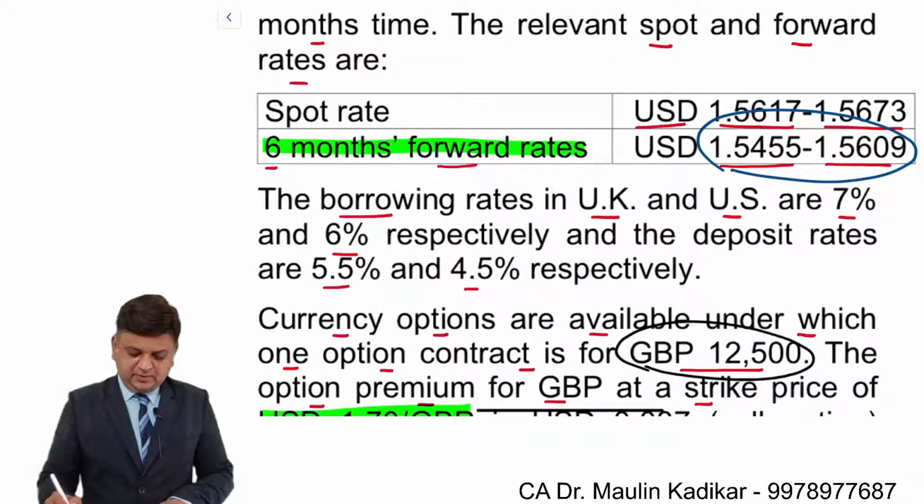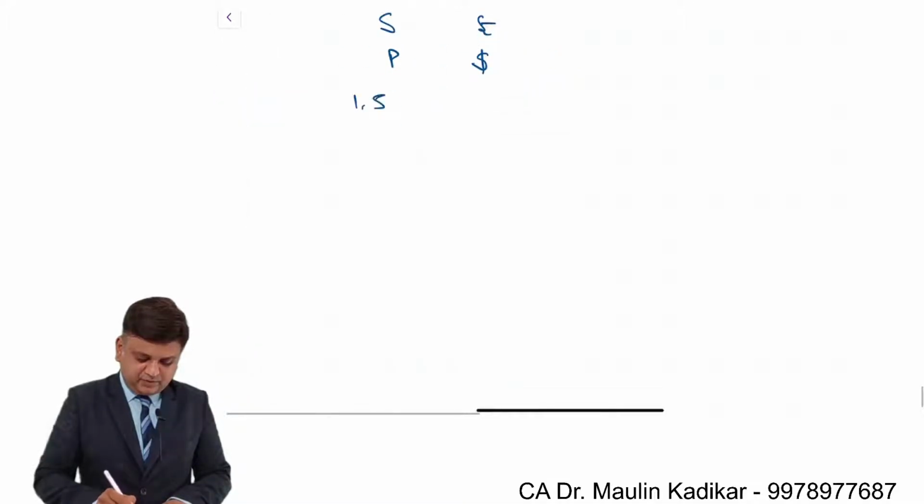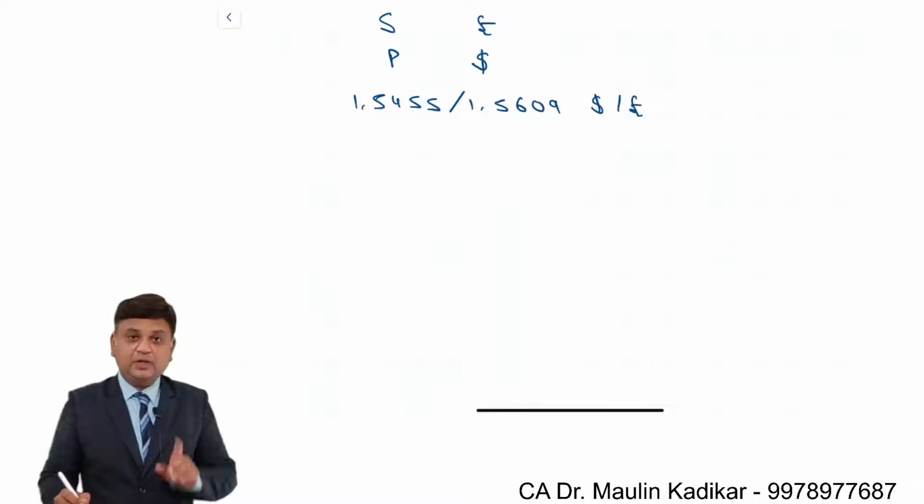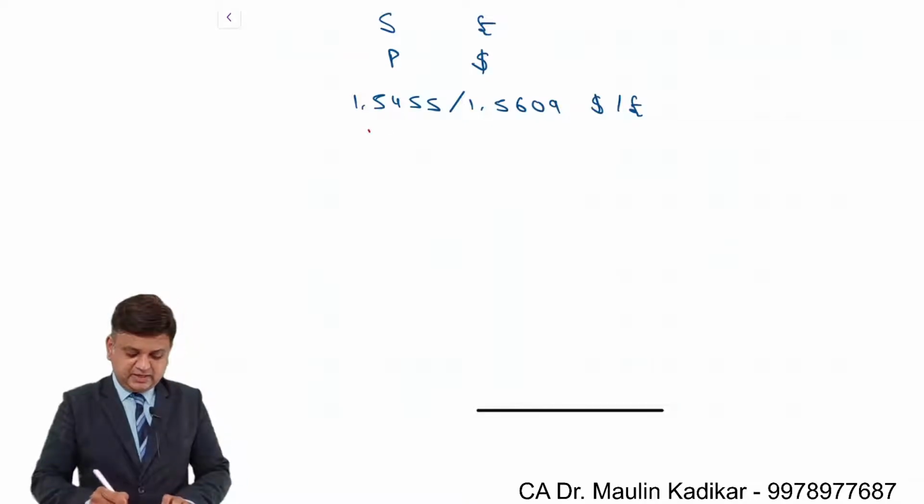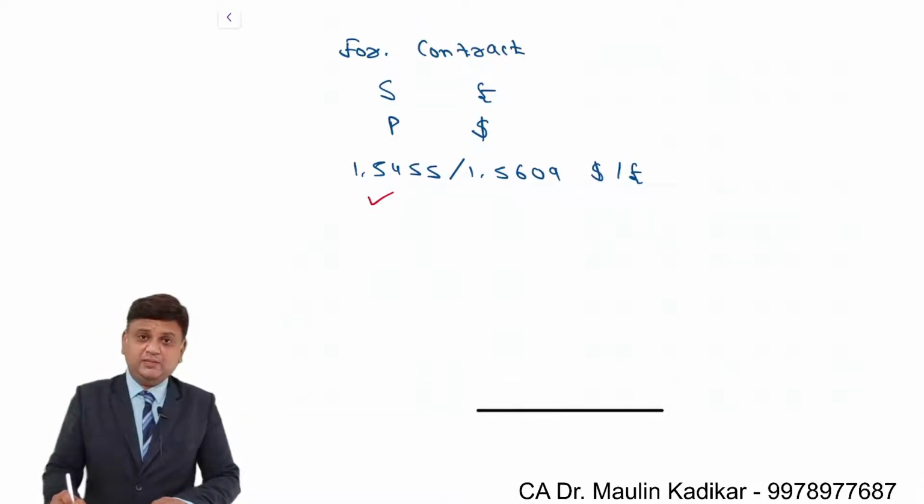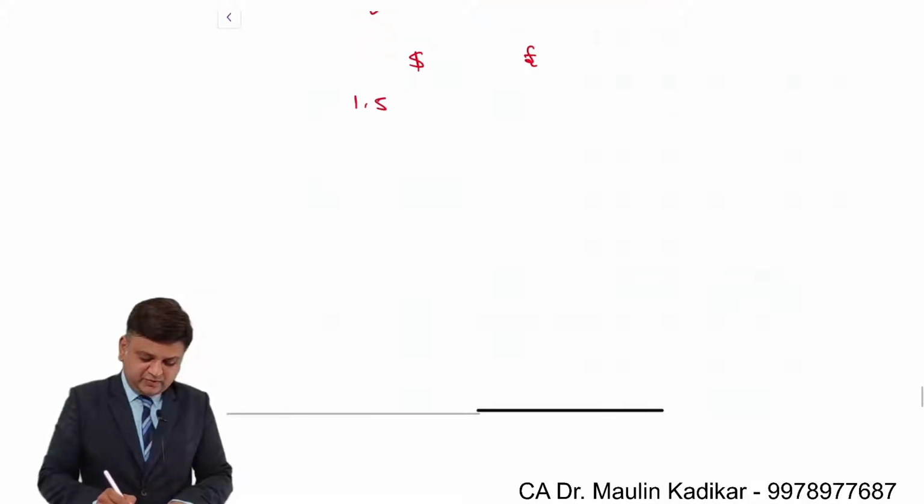1.5455 slash 1.5609. It is dollar per pound. For every 1 pound, you will get less amount of dollar. So 1.5455 dollar per pound is the applicable rate. 1.5455 dollar is equal to 1 pound.